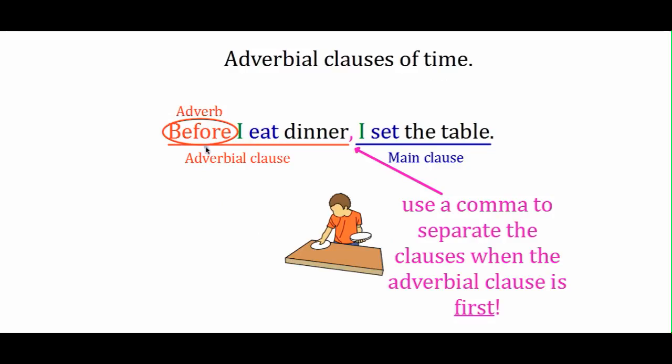So we could say, before I eat dinner, I set the table. Okay, so we have our adverb, before, subject and verb. Then in the main clause, a subject and a verb. What you may have noticed is the two clauses are separated by a comma. And we can do this when the adverbial clause is first, okay? You can use a comma to separate the clauses when the adverbial clause is first. It's like taking a small pause. Before I eat dinner, I set the table.